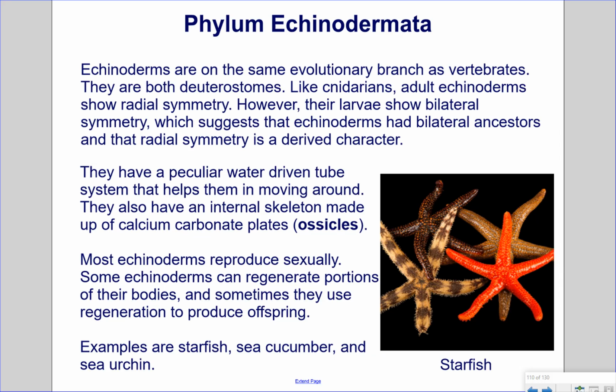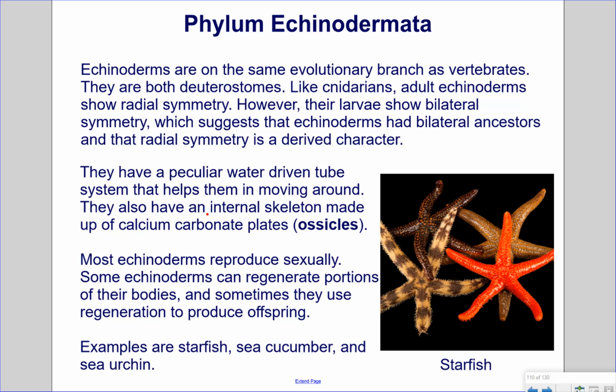Phylum Echinodermata. Echinoderms are on the same evolutionary branch as vertebrates. They are both deuterostomes. Like cnidarians, adult echinoderms show radial symmetry. However, their larvae show bilateral symmetry, which suggests that echinoderms had bilateral ancestors and that radial symmetry is a derived character. They have a peculiar water-driven tube system that helps them in moving around.